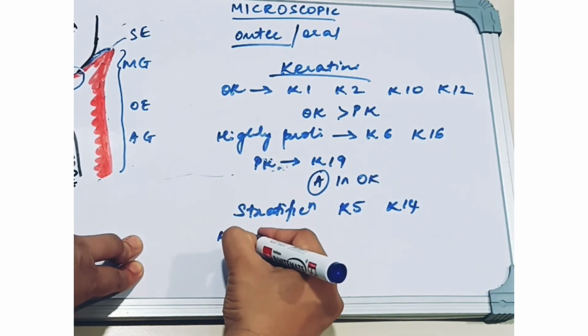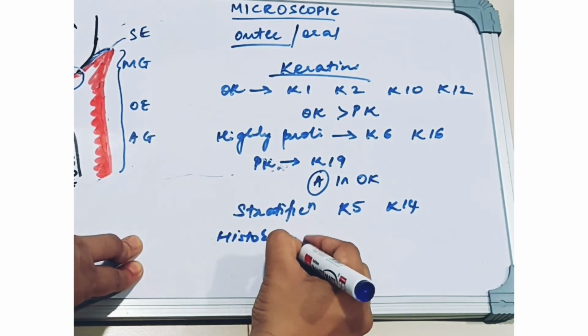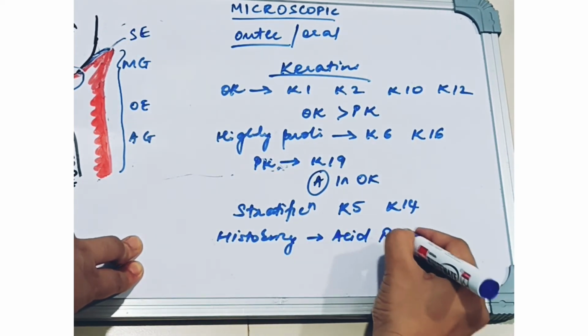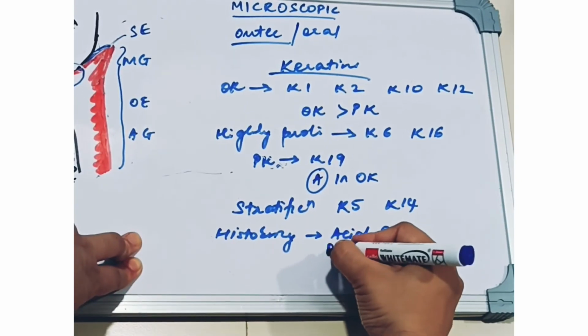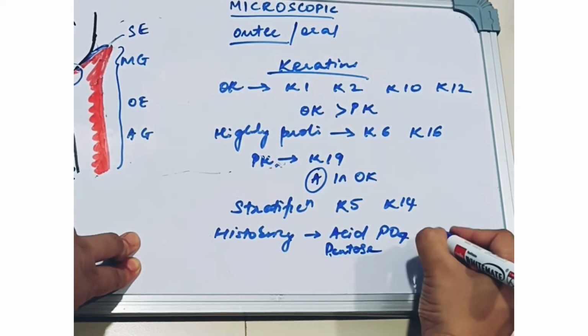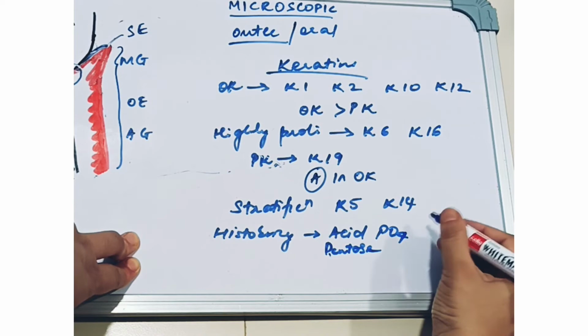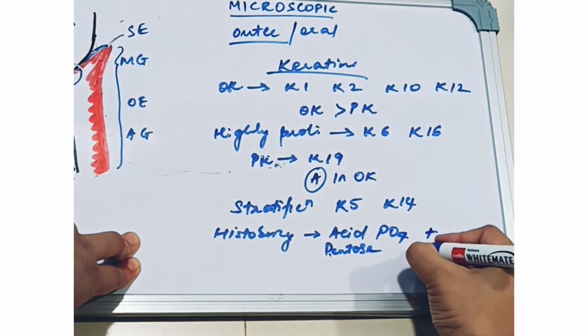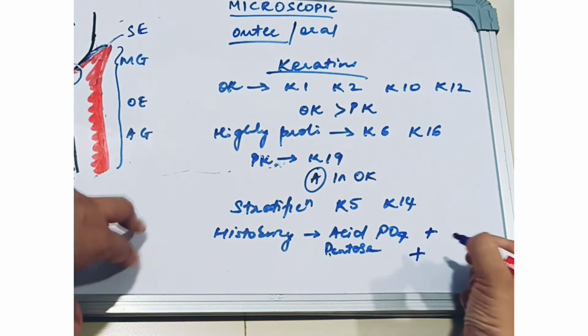Coming to the histoenzyme reactions, we have to talk about acid phosphatase and the pentose shunt enzyme. So acid phosphatase, in case of outer epithelium, it is positive, as well as the pentose shunt enzymes show a positive reaction.